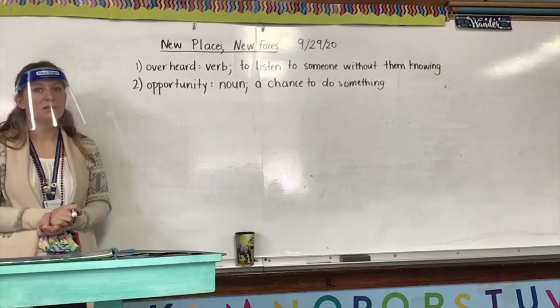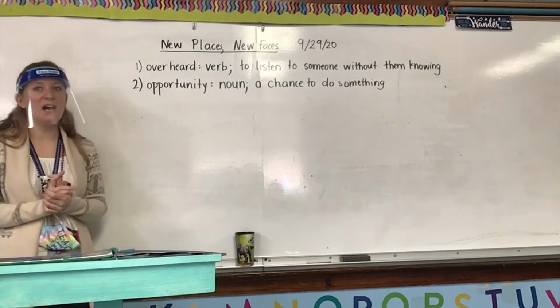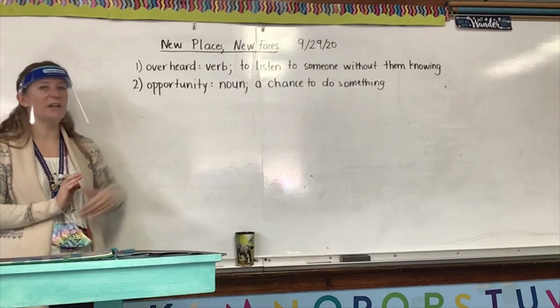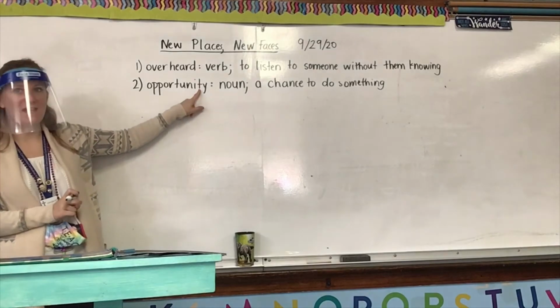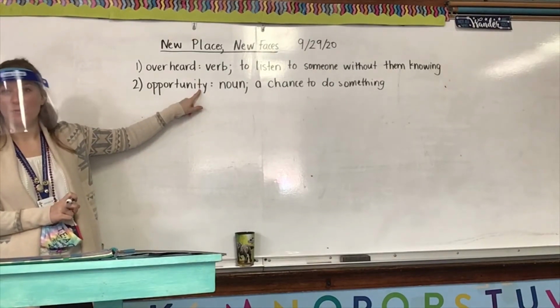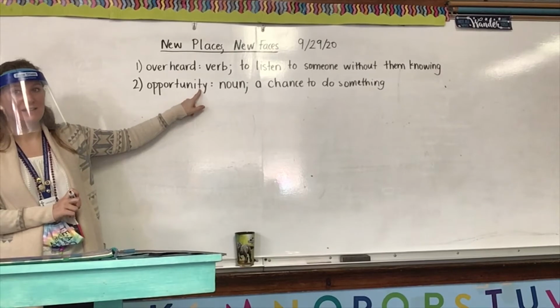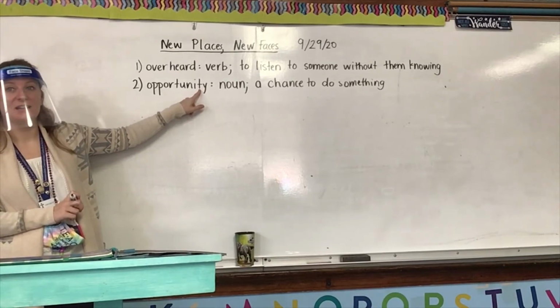You would drop the Y. I would take off the Y, put an I, and then add ES. Good, because it ends with a Y. What comes before the Y, though? T, which is not a vowel.